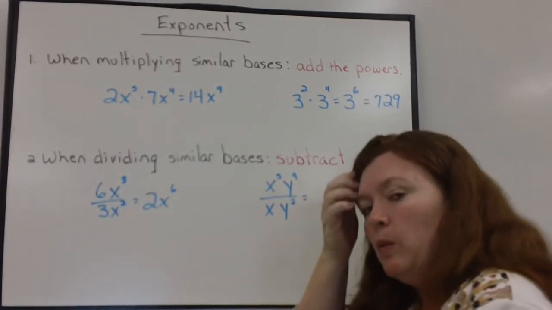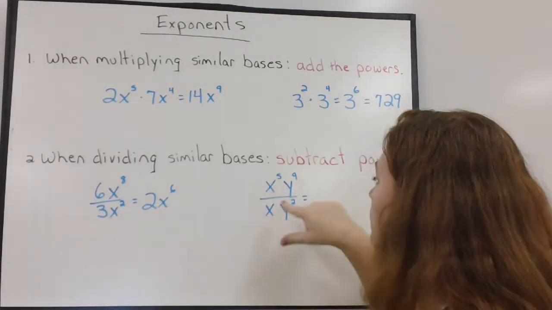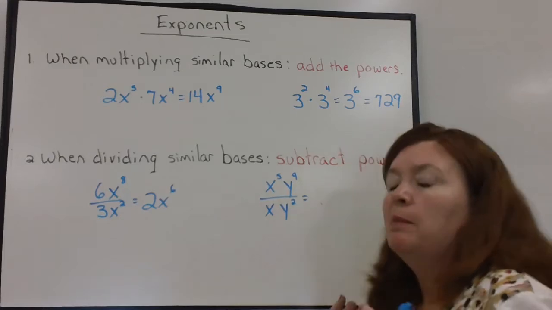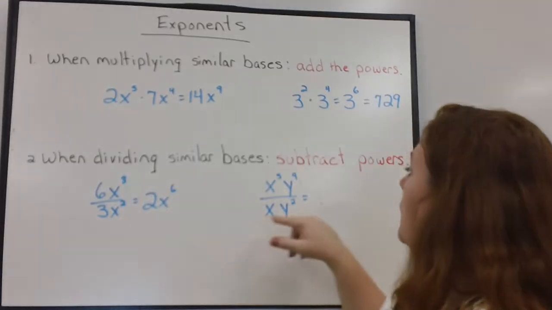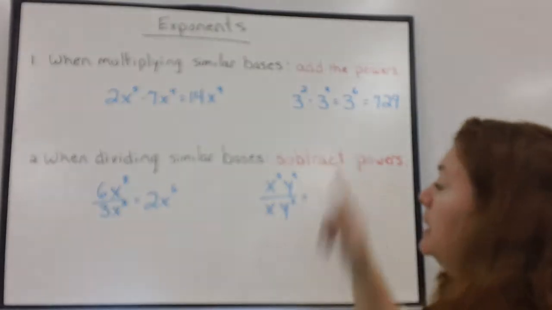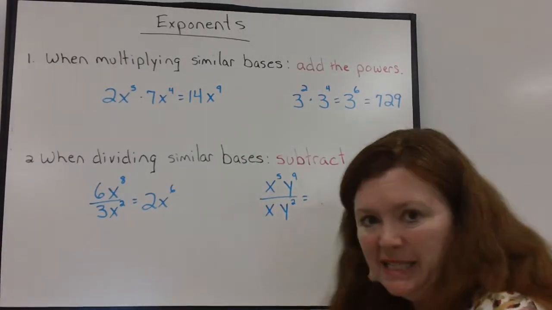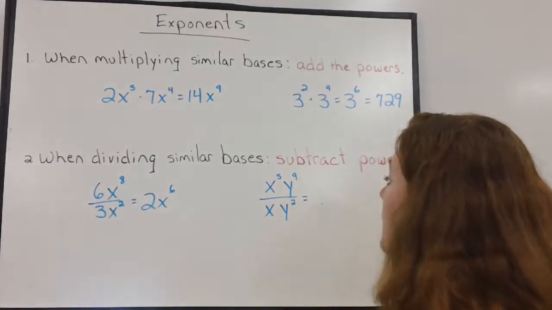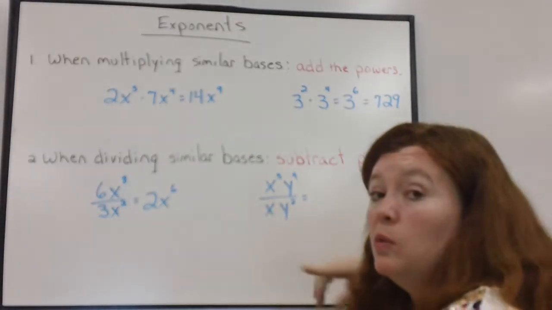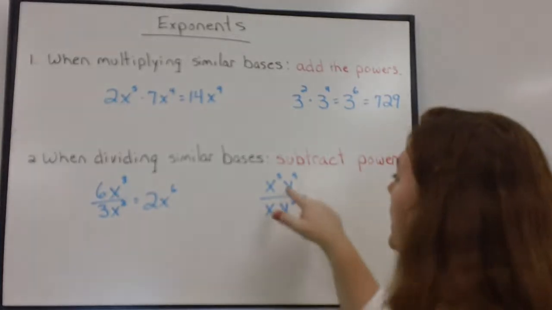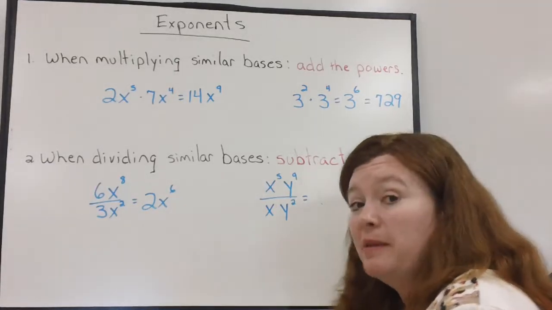In this example, what I wanted to do is stress that concept of the similar bases. You can only be applying these rules when you're talking about an x and an x, or a y and a y, or a 3 and a 3. I could not compare an x and a y and add them together and get a 14, because they're not the same base. But this x to the 5th is the same base as this x down here. So I can simplify those. And I'm dividing, which means I'm going to subtract the powers.